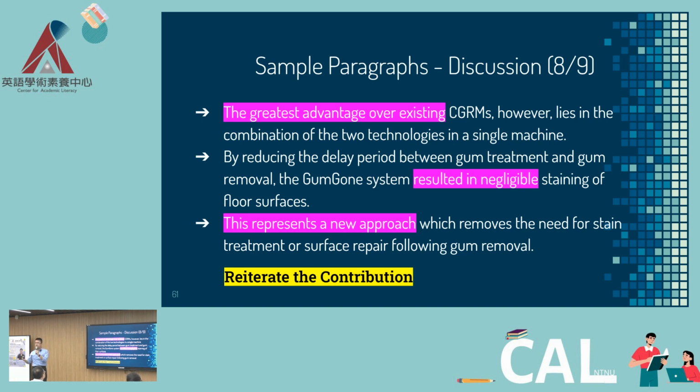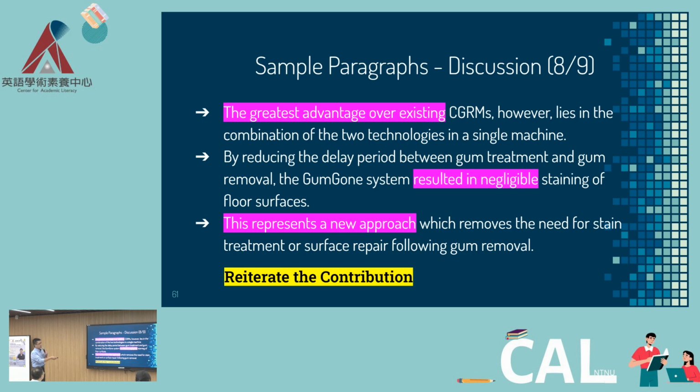He used chemicals to dissolve, and then he added a vacuum machine to vacuum the residue. So he combined those two technologies in a single machine. And then by reducing the delay period, probably if you use heating and suction, you need time to apply those clothes to the gum. So you delay the period, and that resulted in negligible staining of floor surfaces.